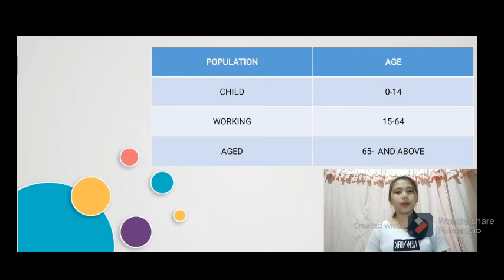For example, the child population is around 0 to 14 years old. The population of working people is in the range of around 16 to 64, while the population of aged people could be 65 and above.